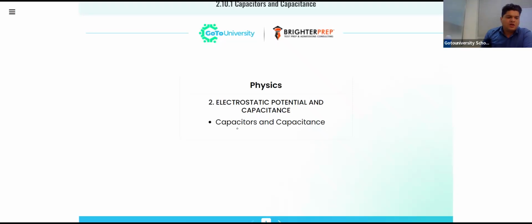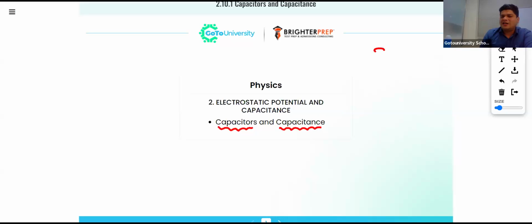Before proceeding further, what is the meaning of capacitor? According to you, what is a capacitor? Yes, see, whenever you're storing the charge, that device which stores the charge is known as a capacitor. And how much the capacitor can store will be given by a word that is known as capacitance. How does a capacitor look? A capacitor looks like a cylinder.